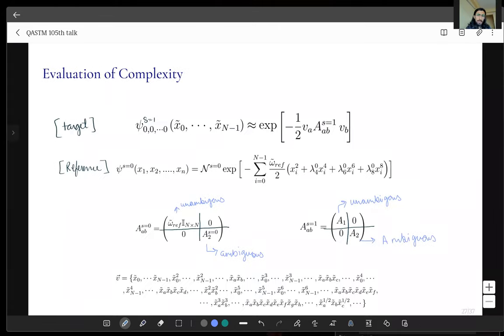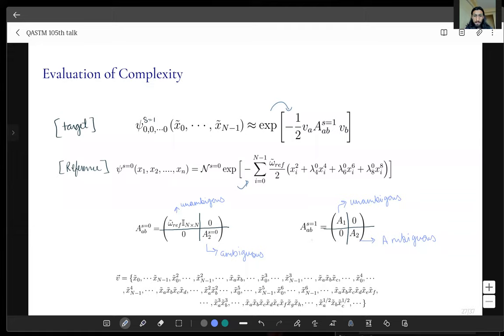Now we need to calculate the complexity in this one. So again, the same thing, we need to put our target state and reference state. So again, both of them are inside the exponential, this time also as in the previous one. And now we know the wave functions psi 4, psi 6, and psi 8. Now using that, we'll construct this A matrix.